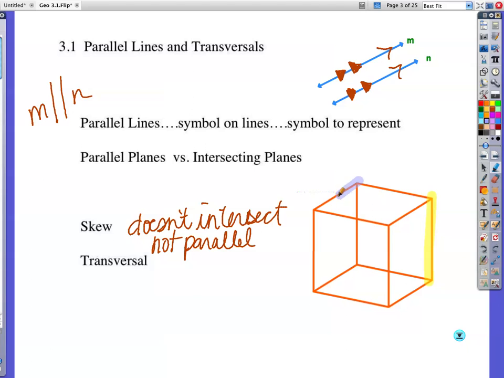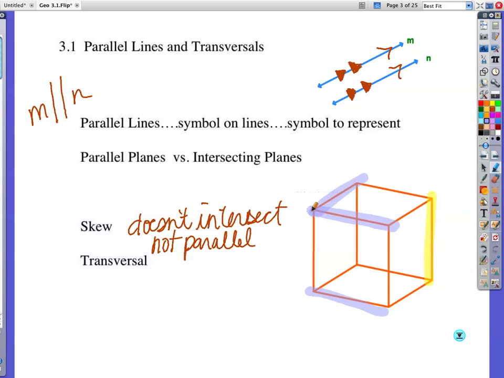Okay, this line back here is not parallel, and yet it is not going to intersect with the yellow line. I could also say this down here will not intersect, and it is not parallel. This line as well. This line with the yellow line, not intersecting, and yet not parallel. So that's what it means to be skew. I think it's kind of a funky word.